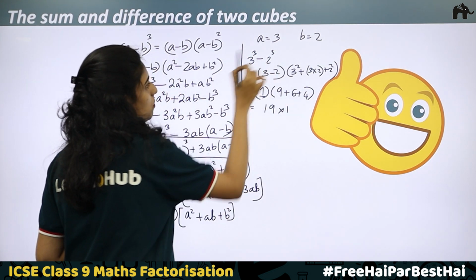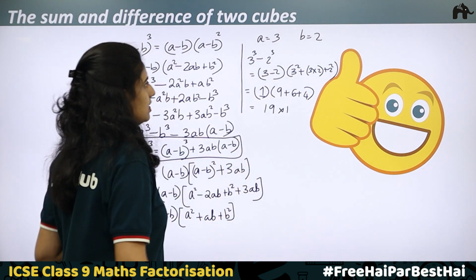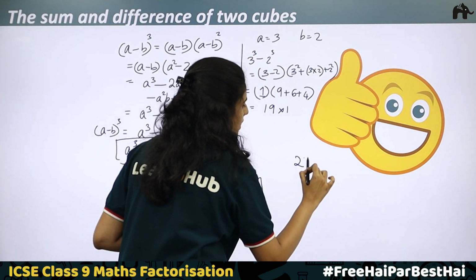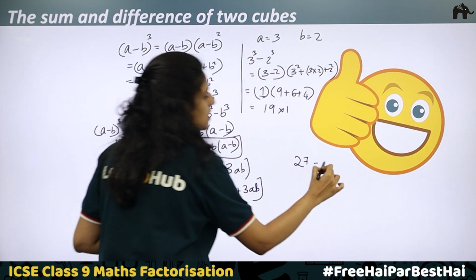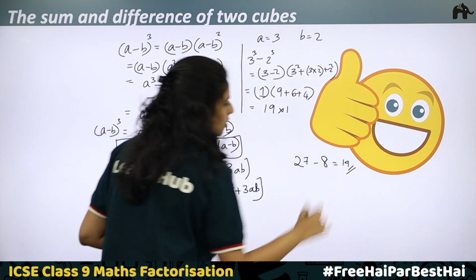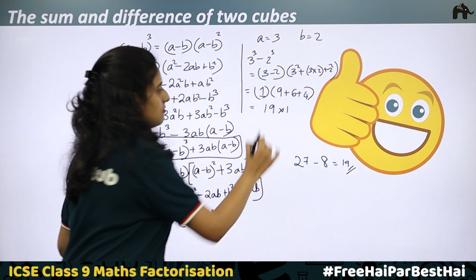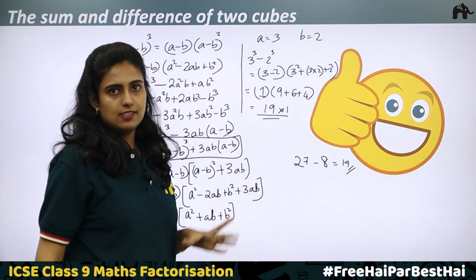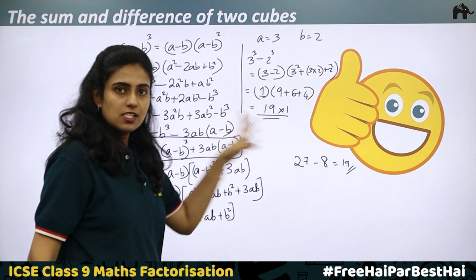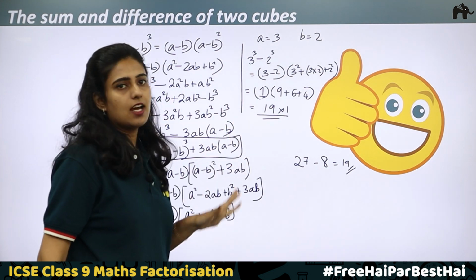Okay, 3 cube minus 2 cube. Just let us check this. What is 3 cube? 3 cube is 27 minus 2 cube is 8. You will be getting 19. So you can easily find what this is. And the factors are here. 19 is a prime number, 1 and 19 are the required factors.